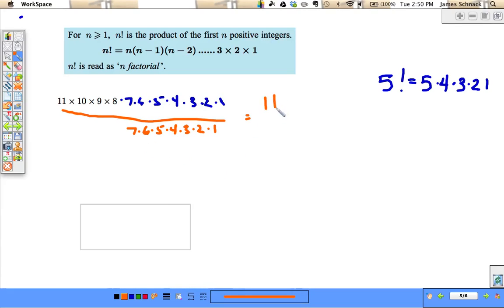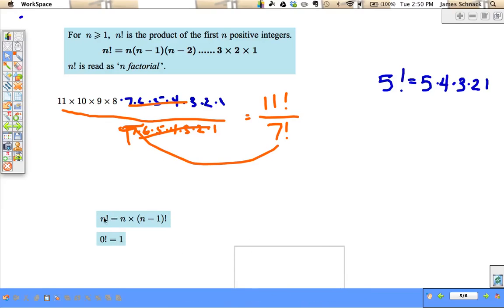So on the top, on the numerator, I have 11 factorial. On the denominator, I have 7 factorial. Amazing. Look at how we can modify that. And we can evaluate something like this simply by working in reverse. Now, there's a couple definitions here. N factorial, we can say that that's really the same thing as n times n minus 1 factorial. Or we could extend that to this idea up here. We could say this is n times n minus 1 times n minus 2, or n minus however many factorial.